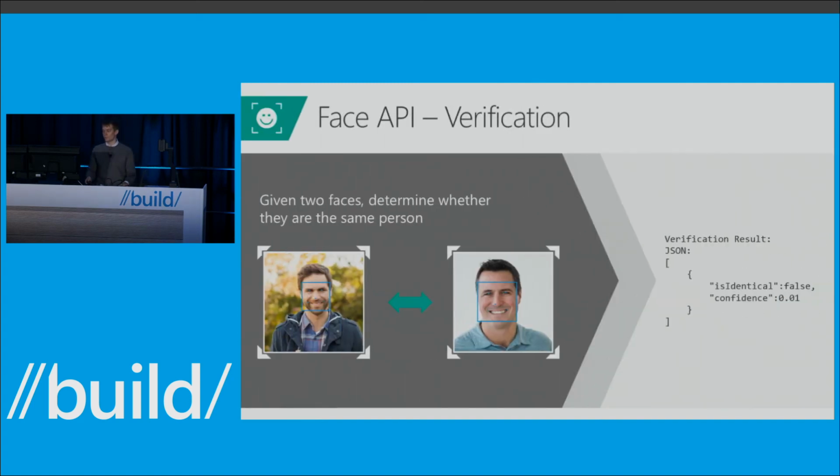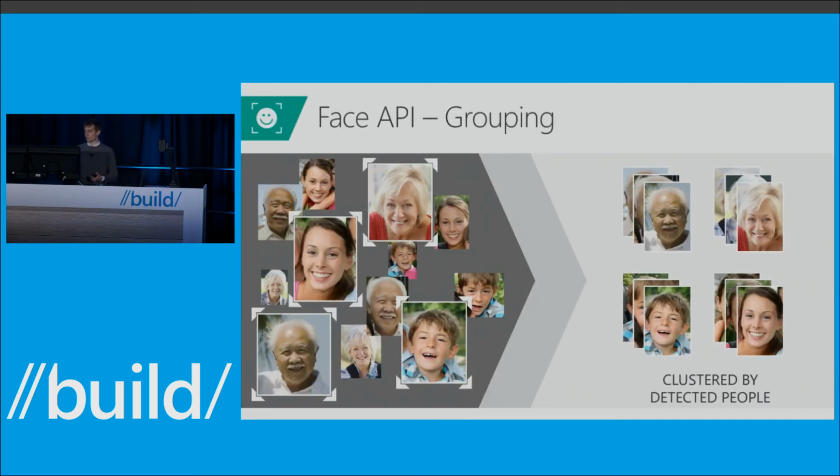Now, if I switch over to verification, verification builds on top of detection. With verification, you give two input images, it detects faces, and then it compares the two to see whether or not they're likely to be the same person and gives you back a confidence score for that. Grouping continues to build on top of detection, and the grouping API call takes in a set of images and returns those images clustered around the detected face within those photos. With no extra information, this is the start to being able to tag collections of photos.